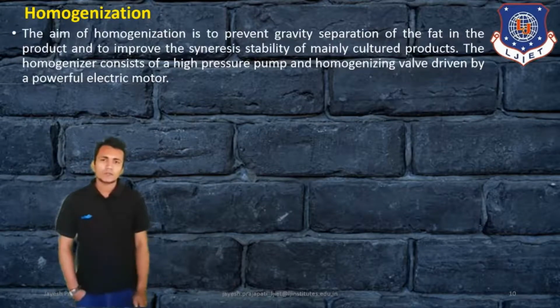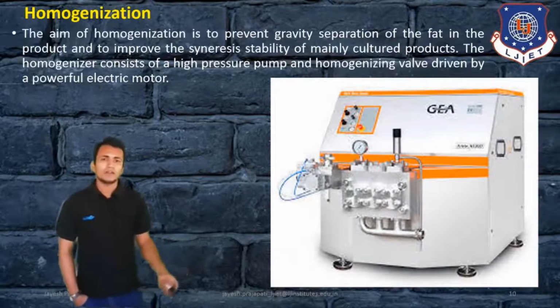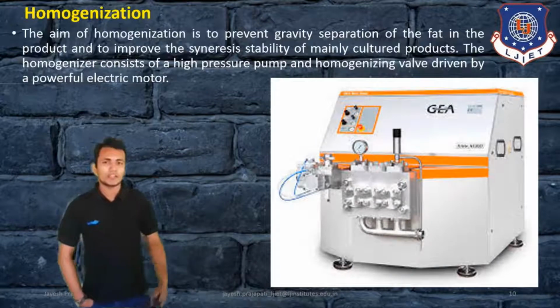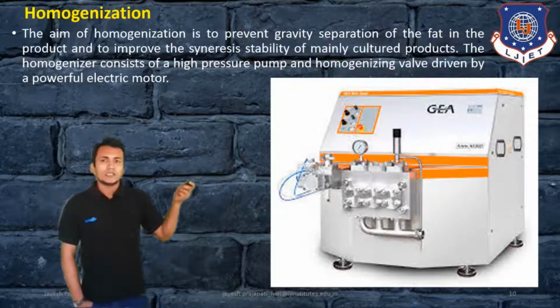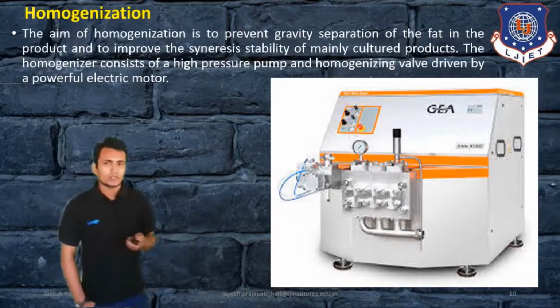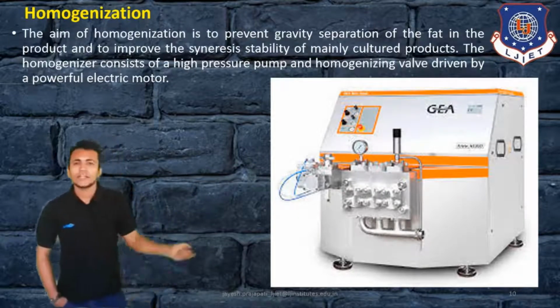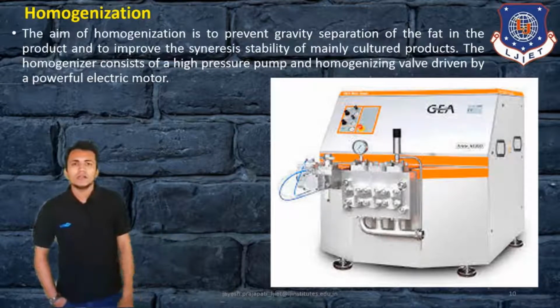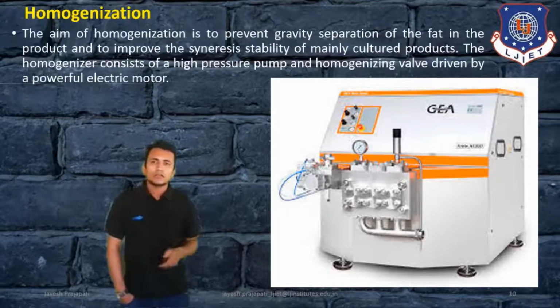So in this process, we have to take an instrument that can maintain high pressure and temperature, and it can be used for the homogenization process. It is called a homogenizer. It has a pump and valves for this process. So that is the process of dairy industries.